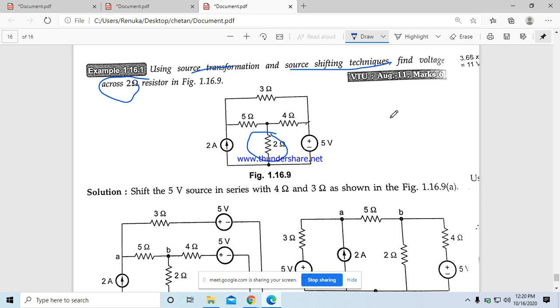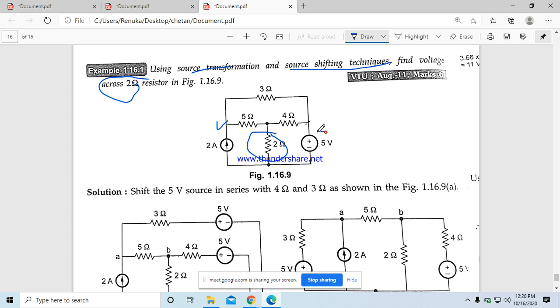What do I need to use? I need to use the source shifting technique. So first, what do I do? First check whether you can apply any other techniques or not. In this problem they have asked us to use source transformation and source shifting technique. In last class we discussed how we can do source transformation, but right now it is not possible to do any source transformation here.